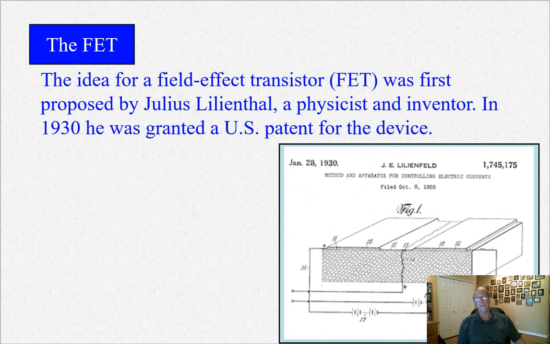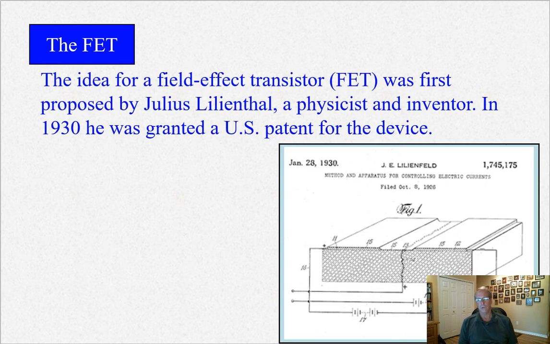The other main difference between BJTs and FETs is, you remember, BJTs, bipolar junction transistors, have a transfer function, which is the output current divided by the input current. That's called beta, right? So you have collector current divided by base current. That's a BJT transfer function. It's beta. For a field effect transistor, it's different.